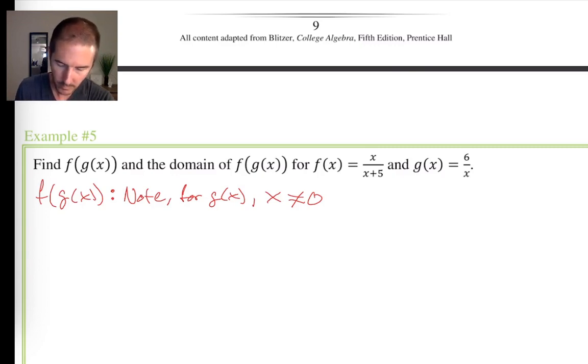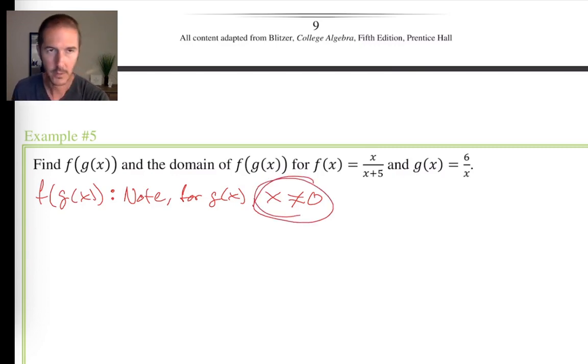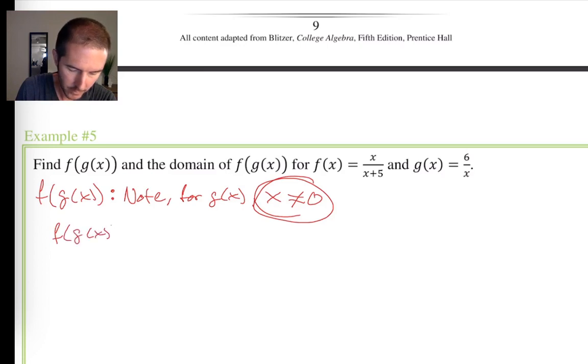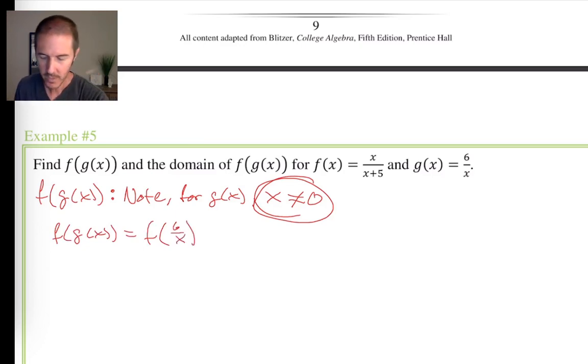Maybe we could even circle it or highlight it or something. This is important. We don't want to lose track of this. This is going to be part of our final answer. The next thing I'm going to do is build f of g of x. F of g of x equals f of 6 over x. Now I'm going to take 6 over x and plug it into my function f.